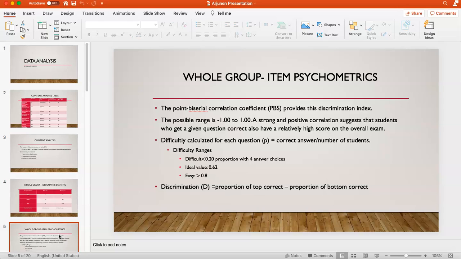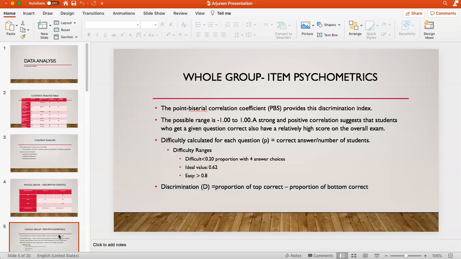Whole group item psychometrics. Using the point biserial correlation coefficient, the PBS, provides the discrimination index. The possible range is -1 to 1. A strong positive correlation suggests that students who get a given question correct also have a relatively high score on the overall exam.